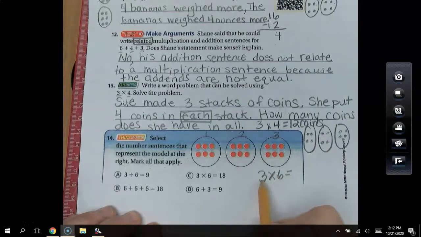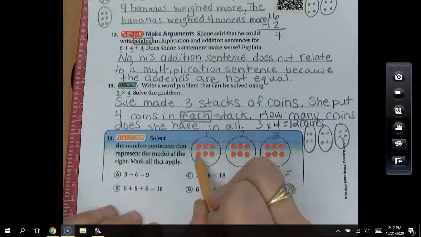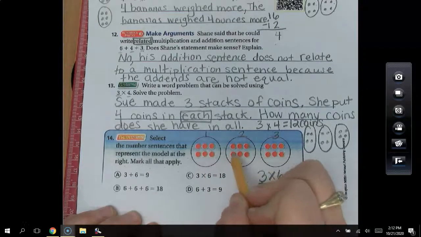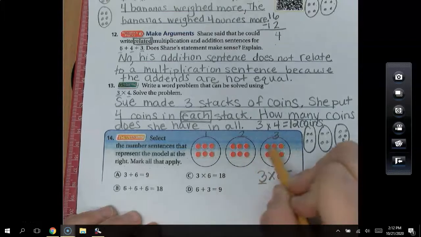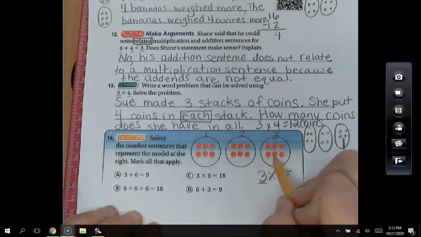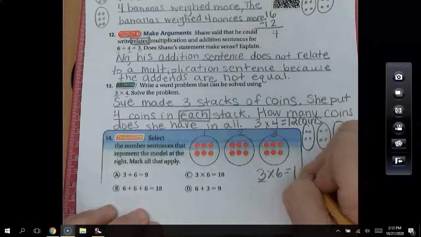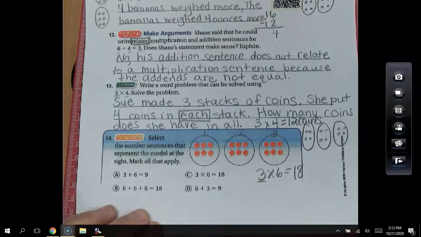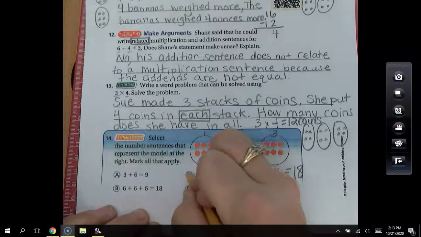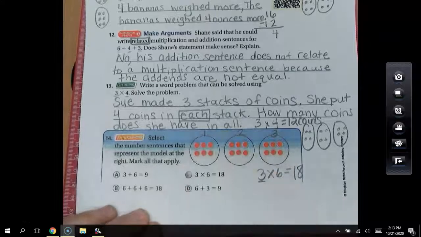I have 3 groups. Remember, my first factor is my groups. And my second factor is how many are in each group. Well, how many are there? 1, 2, 3, 4, 5, 6, 7, 8, 9, 10, 11, 12, 13, 14, 15, 16, 17, 18. Do we have any that match that? We do. We have C. The letter C matches that.